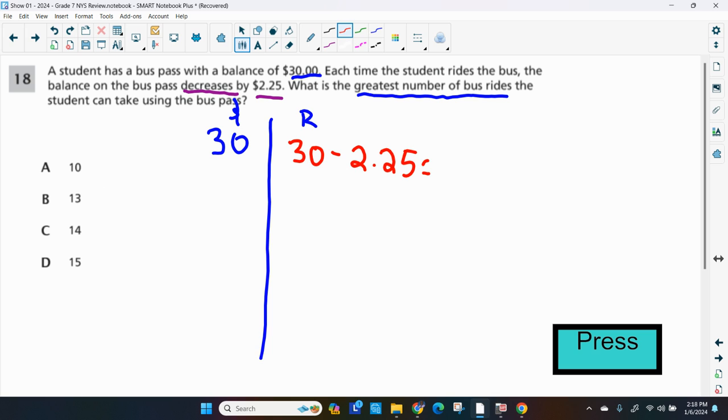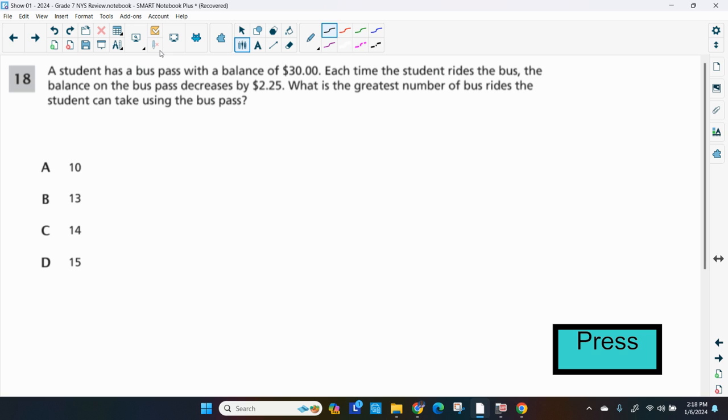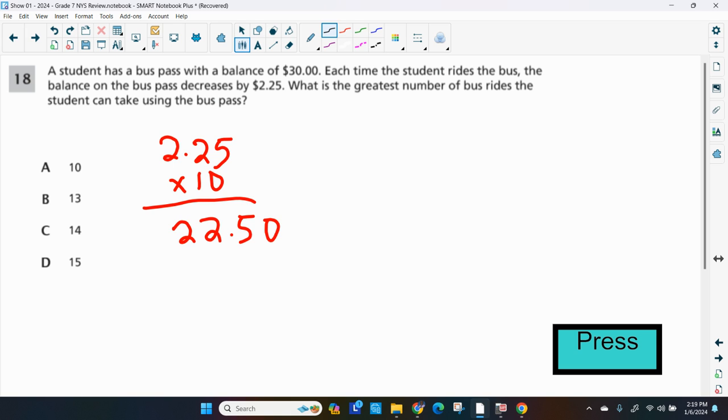If he takes 10 rides, let's clear all this out, he takes the $2.25 and multiplies it by 10, and that'll give you $22.50. So he can take 10 rides, but he has some more left over. I'm going to eliminate A because he can take more. Remember, he has $30, and if he spent $22.50, he has about $8 left. So take some more rides.